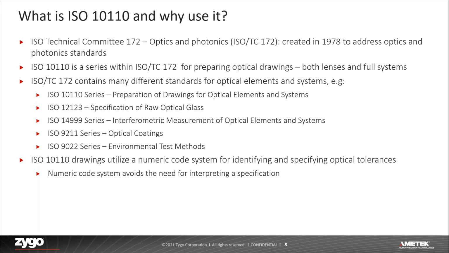The backbone behind ISO 10110 is a coded system for specifying each of the tolerances for an optical component or system. By having the coded notation, the back and forth between engineers and fabricators can be minimized. As ISO 10110 is an international standard, the coded notation goes across language barriers and allows a global vendor base.